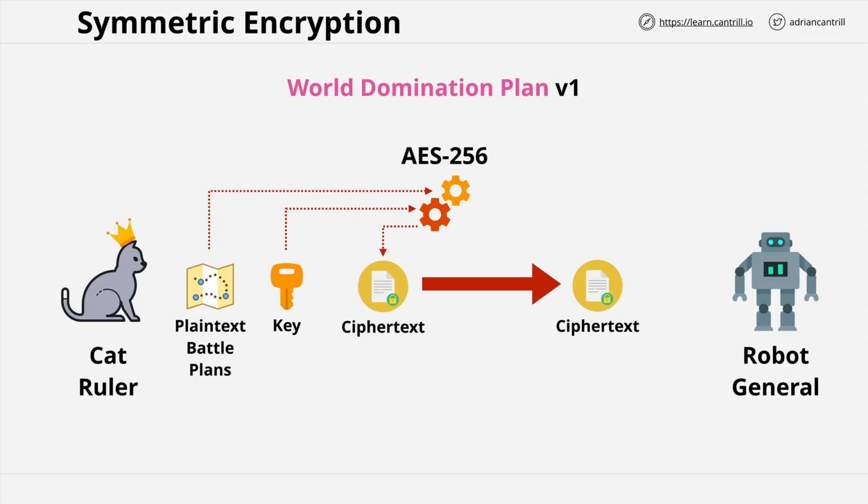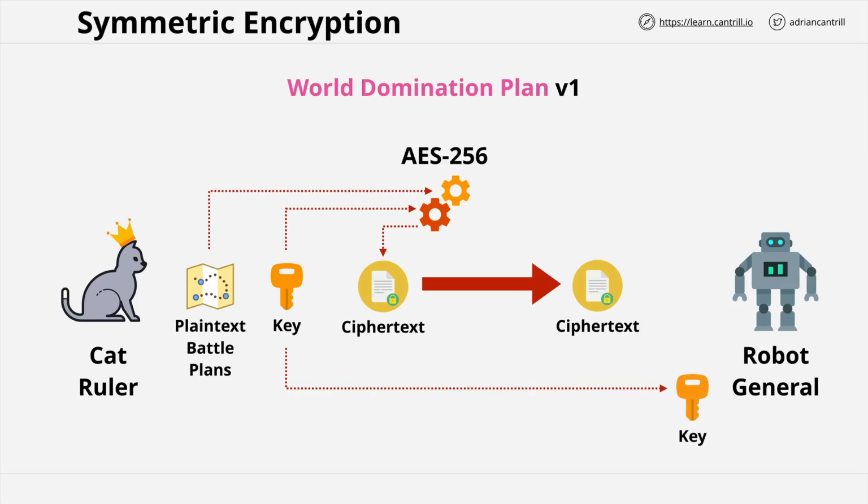But this is where the problems start for our rulers. The robot general doesn't have the key which was used to encrypt the data. With symmetric encryption, the same key is used for both the encryption and decryption processes. So we need to find a way to get the robot general a copy of the key that was used to encrypt the data. So how do we do that?